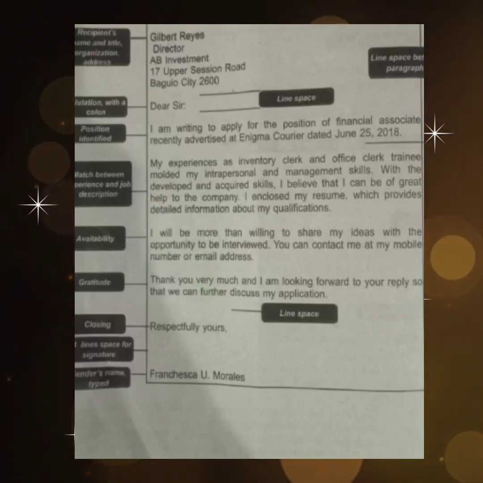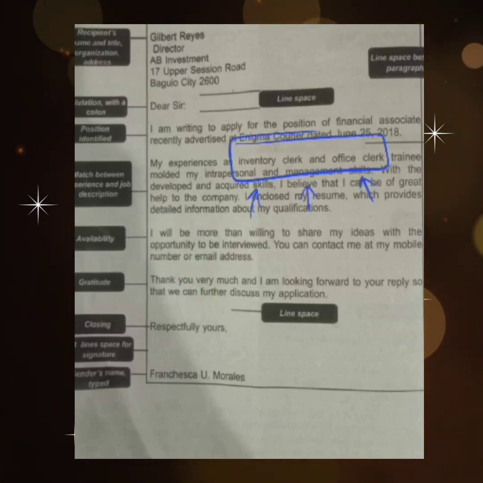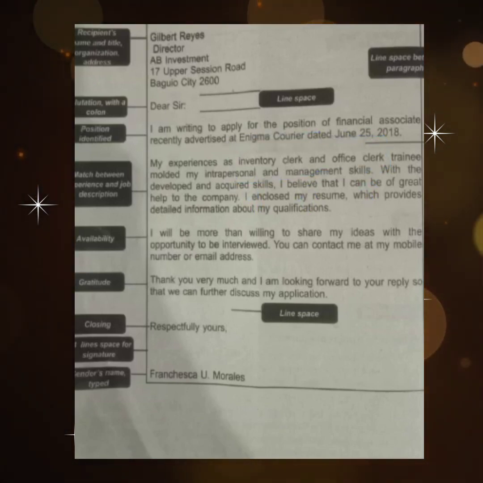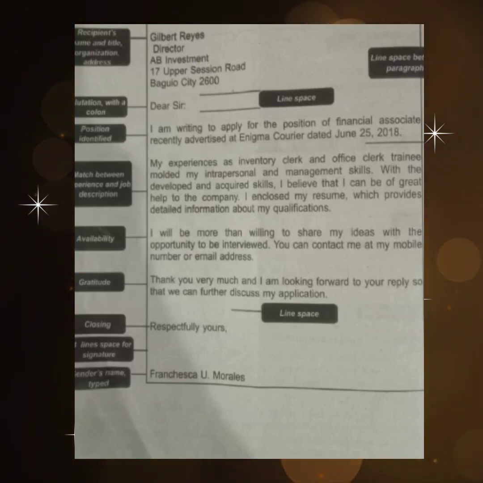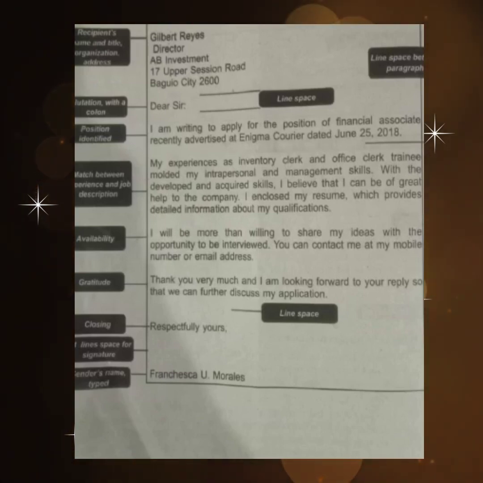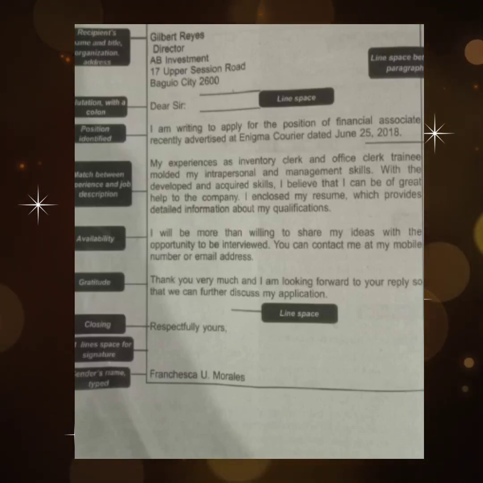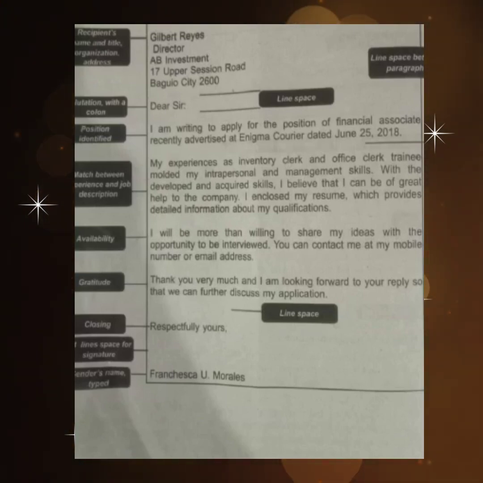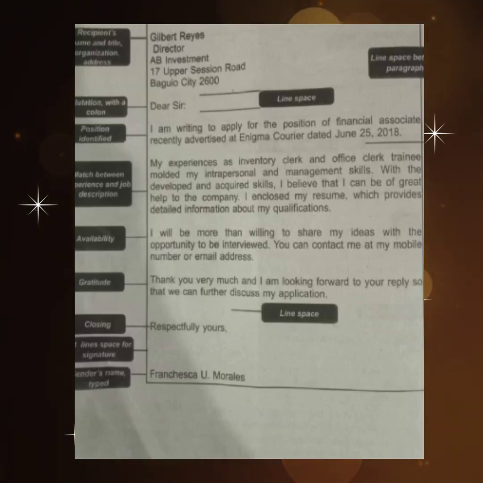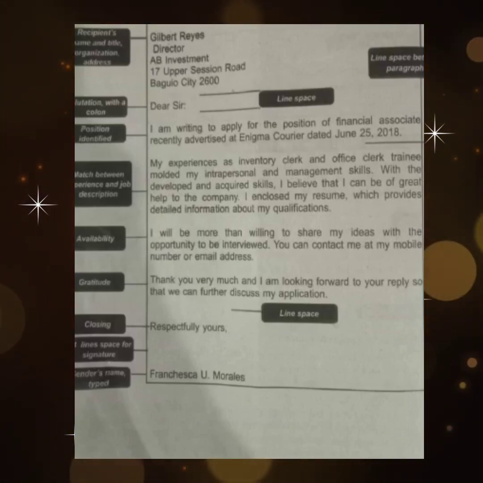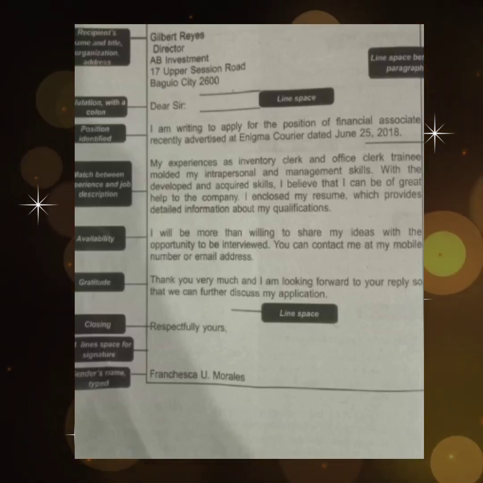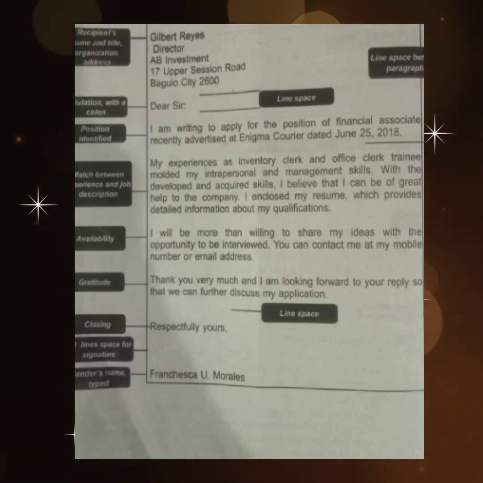The applicant highlights their experiences as an inventory clerk and office clerk trainee, emphasizing how these roles have developed their interpersonal and management skills. By directly connecting their past experience to the requirements of the financial associate position, the applicant demonstrates a focused approach. Instead of making generic statements, the applicant provides specific examples of how their skills acquired in previous roles can benefit the company. This specificity shows a focused effort to tailor the application to the job requirements.